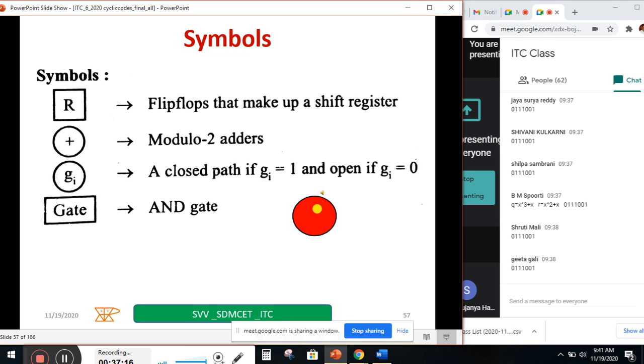I'll wait for another few seconds. I want you to copy down the symbols neatly. Try to use a pencil. Have a habit of maintaining neat notes. Let me go to the next slide.